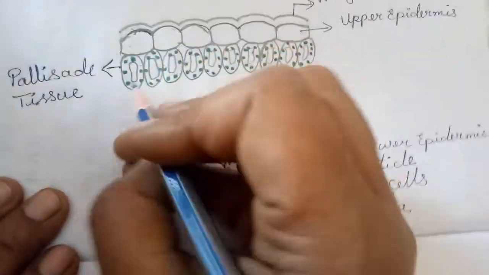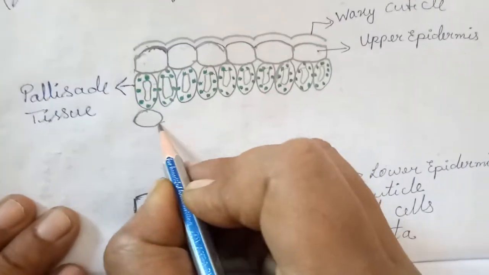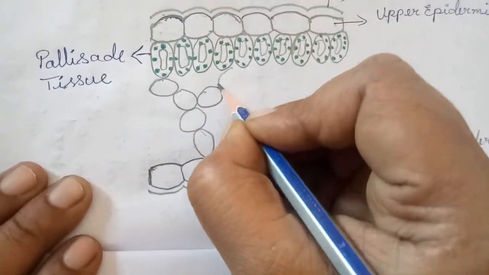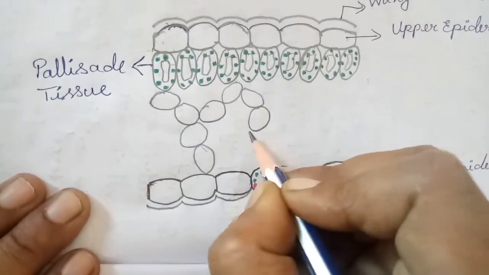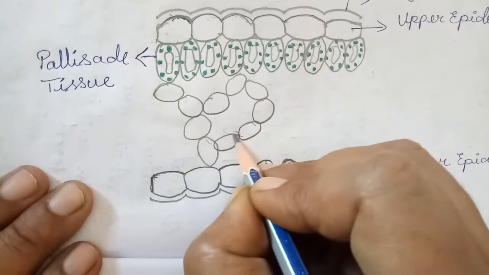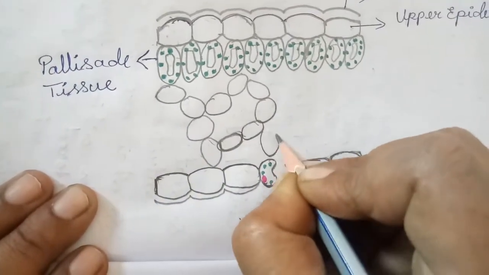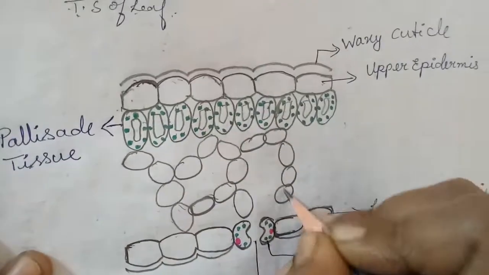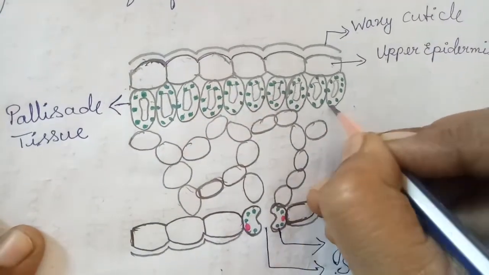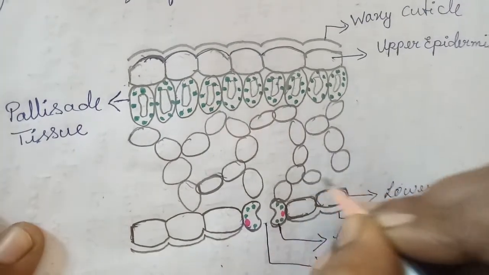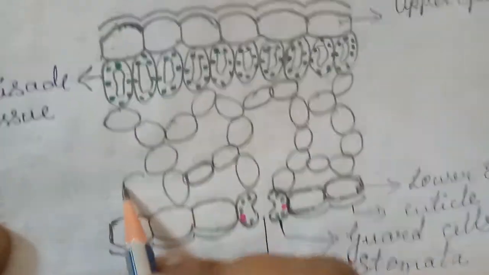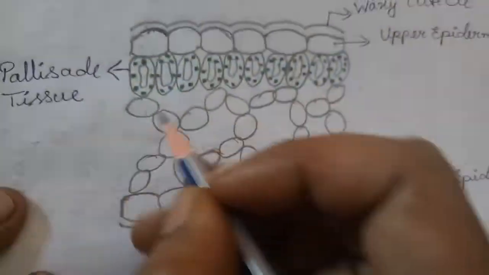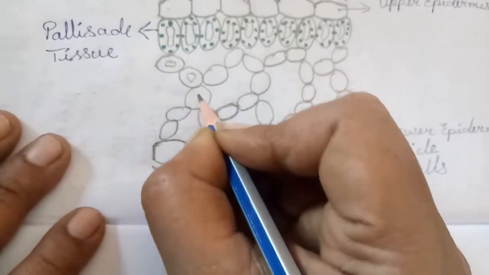Now below this palisade tissue, there are loosely arranged small oval shaped cells, in this manner. They are not arranged in any pattern, they are arranged in a loose manner. So you can see there are a lot of air spaces here. This is how loosely arranged cells are seen. In this manner you will see these cells here, with air spaces between them, and these loosely arranged cells also have some vacuoles like this.